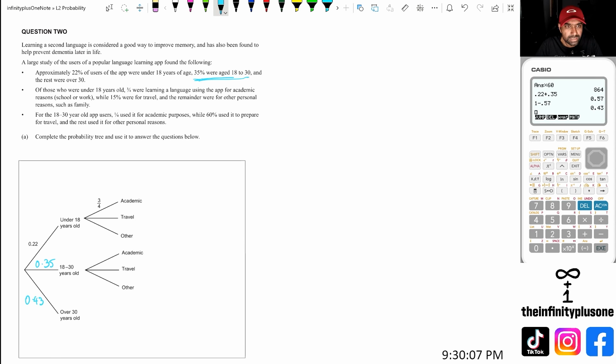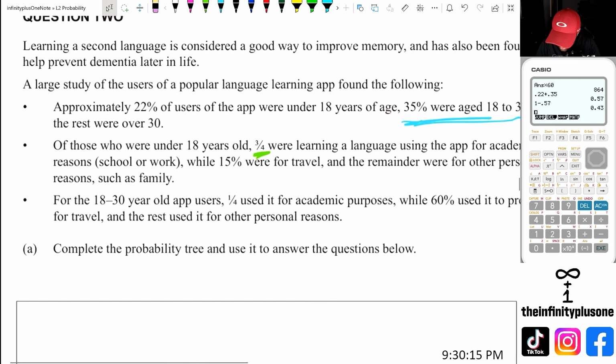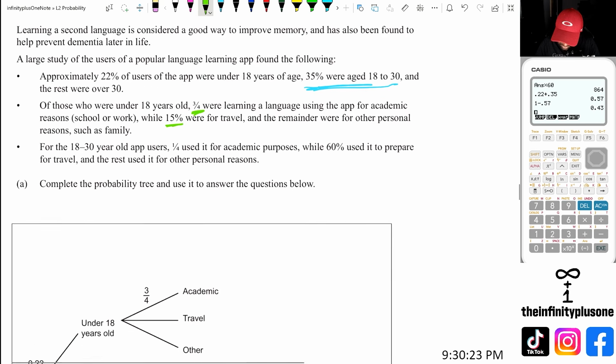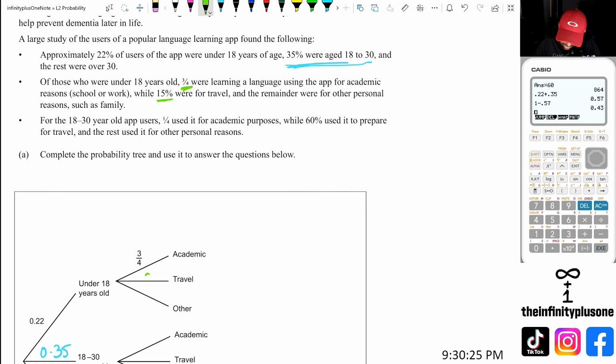is going to give me 0.43. The next branch, I've got 3/4. Sorry, that's a bit tiny there. Let me just zoom that in. So we've got 3/4 learning a language, and then 15% for travel. This is for under 18 years old, so that's 0.15. So I've got 0.75, which is 3/4, plus 0.15 equals 0.9. So this is going to be 0.1.